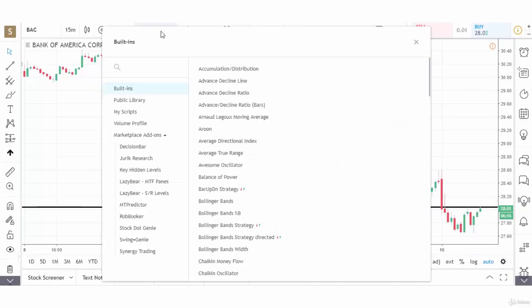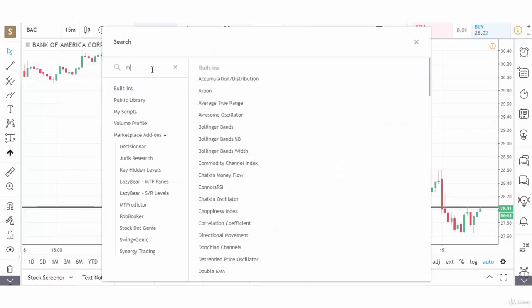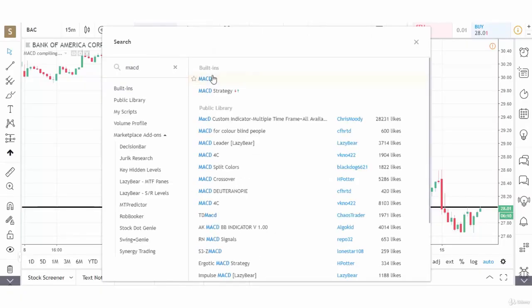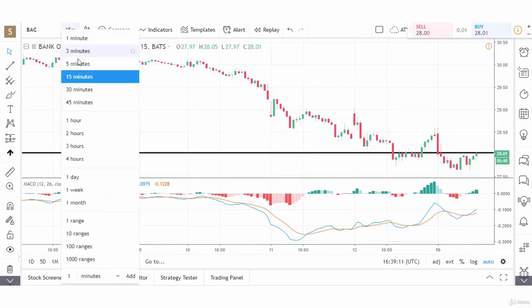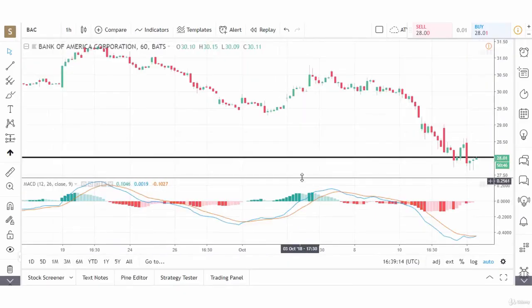Now we can add indicators. So let's look at adding the MACD and see what that tells us at this level. So if we add the MACD, we can see we've got a positive divergence. The stock has continued to move down while the MACD is moving up. And now we've crossed to a buy signal in the MACD as well. But let's back out to our hourly chart again. And we see it's just about to move to a buy signal in the MACD here.